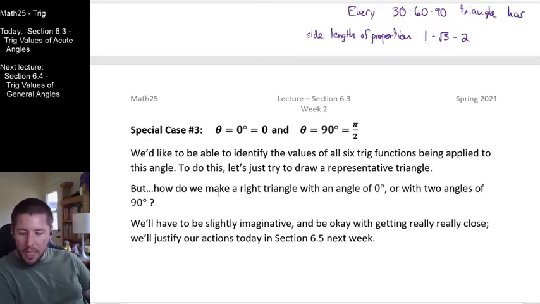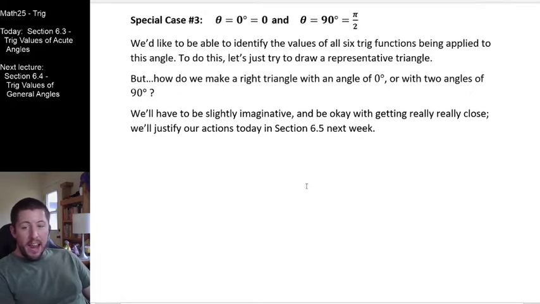So this is a thing we should do. Here's what I want to do. I'm going to draw a triangle that has really, really, really close to a 0 degree angle and a 90 degree angle in it, right?